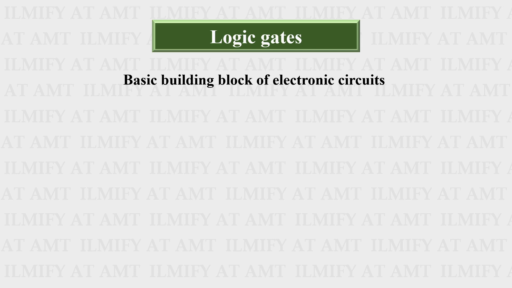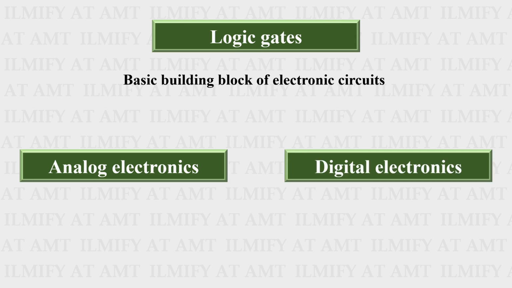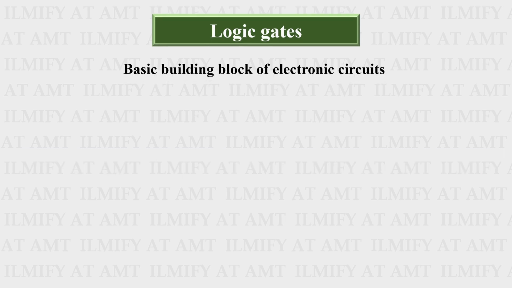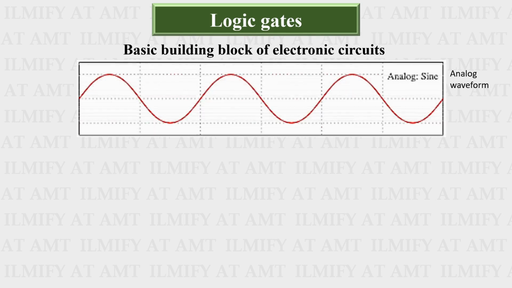You might think the transistors were at the lowest level of the flow chart. So why do we say logic gates are basic building blocks? Well, for that we need to understand how analog electronics and digital electronics are related. We can take waveforms and compare them to see the resemblance. If you observe the analog signal, it's a sine waveform.